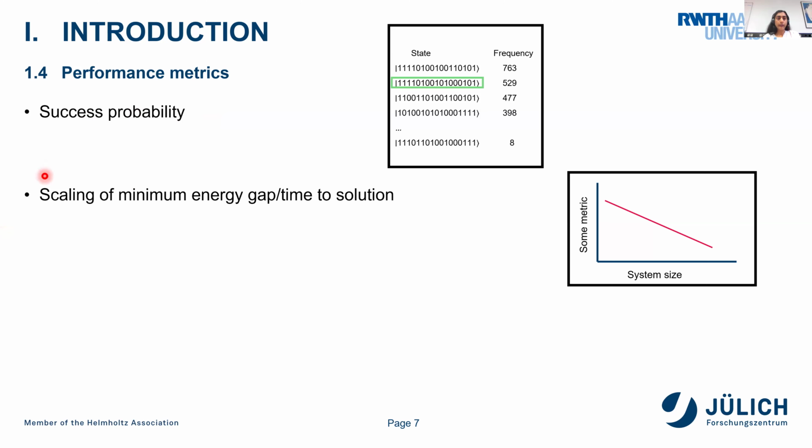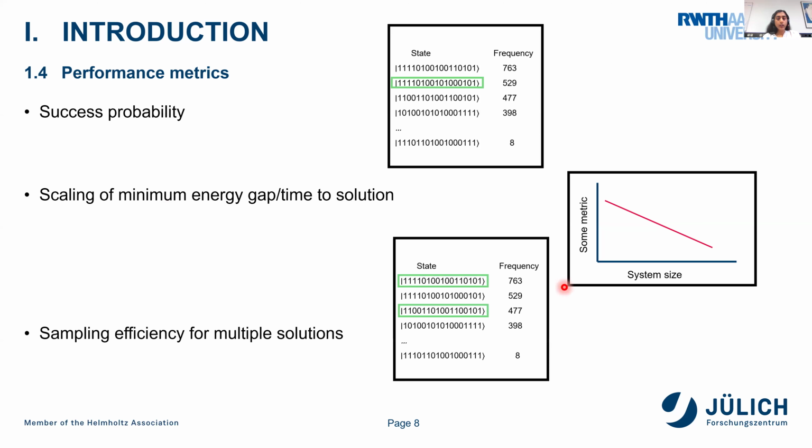Another metric for gauging the performance is the scaling. For example, in this case, the scaling of the minimum energy gap or the time to solution as the system size grows. Then for problems which have more than one possible solution, another quantity of interest is the efficiency of a method to yield the different solutions of the problem. And this is what we call the sampling efficiency.